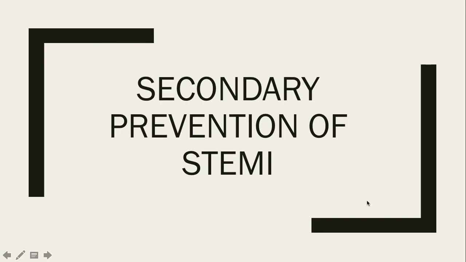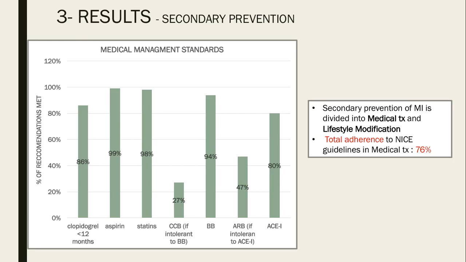Our last part of results is comparing the secondary prevention of STEMI to international guidelines. So the NICE guidelines recommend that all patients should be on antiplatelet therapy, lifelong aspirin, clopidogrel for less than 10 months, statins, beta blockers, and ACE inhibitors. And we can see that with regard to medical treatment in secondary prevention, most of our patients were treated consistently with the NICE guidelines, and we were very much compliant with a total of 76% compliance, which is really good.